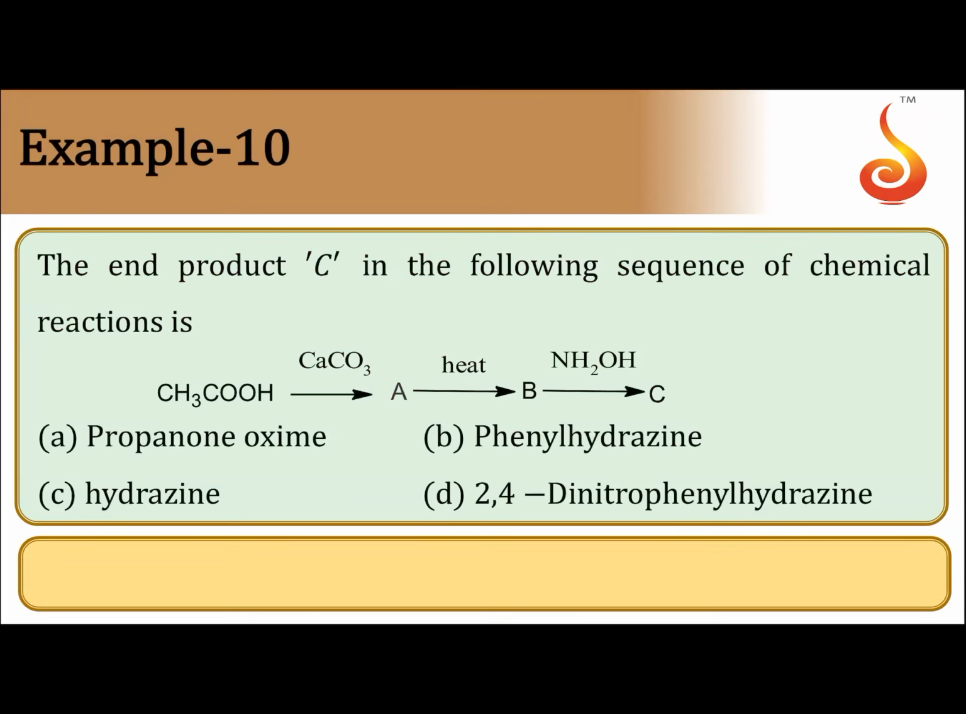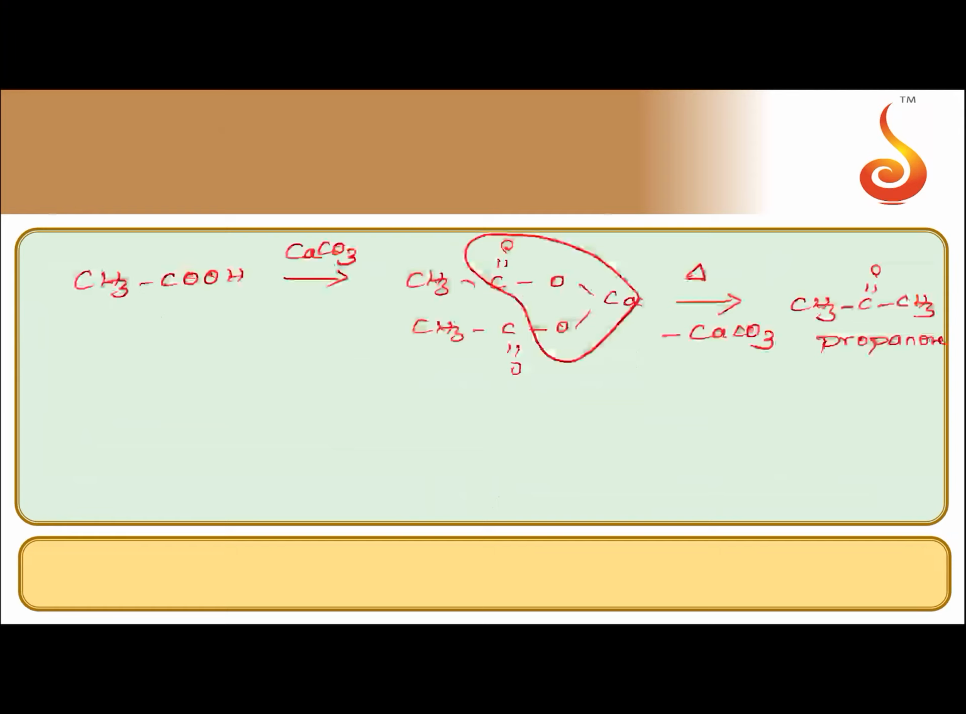This propanone is now treated with hydroxylamine. When aldehydes and ketones react with hydroxylamine, you will get oximes. So what will I get? CH3 C CH3 double bond NOH.